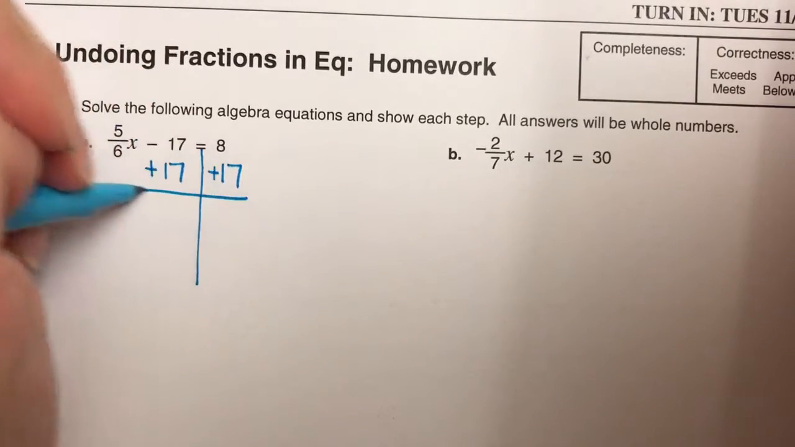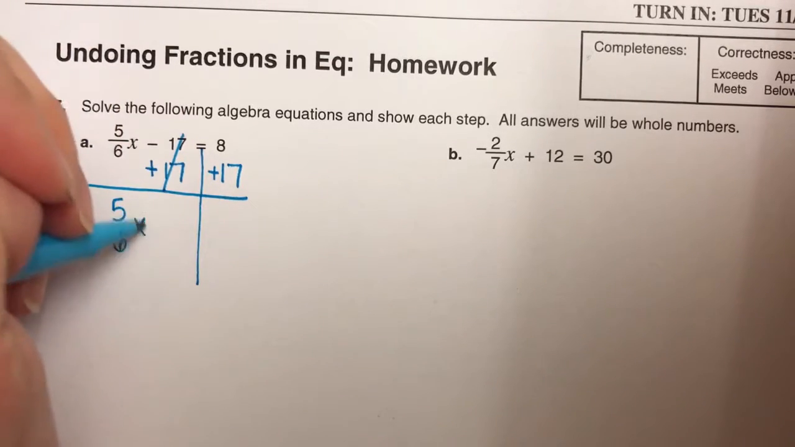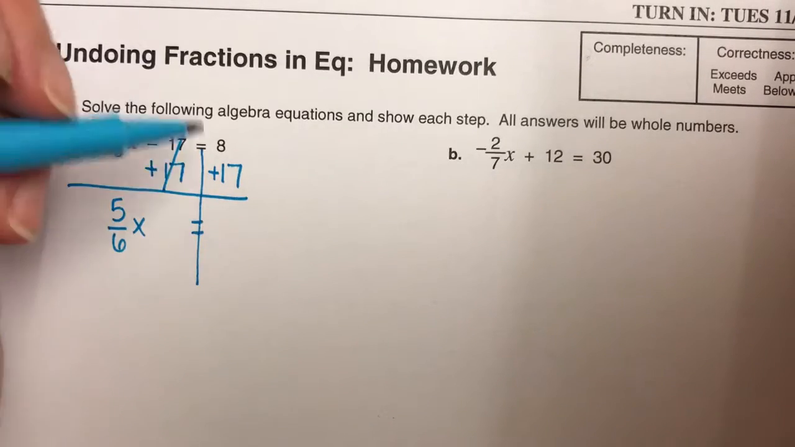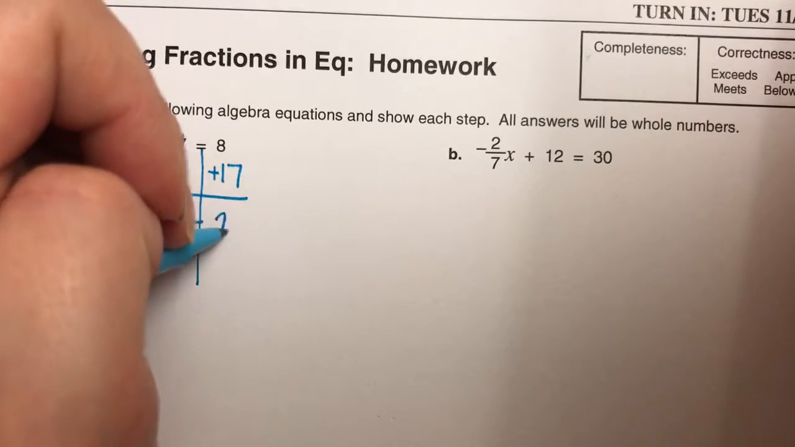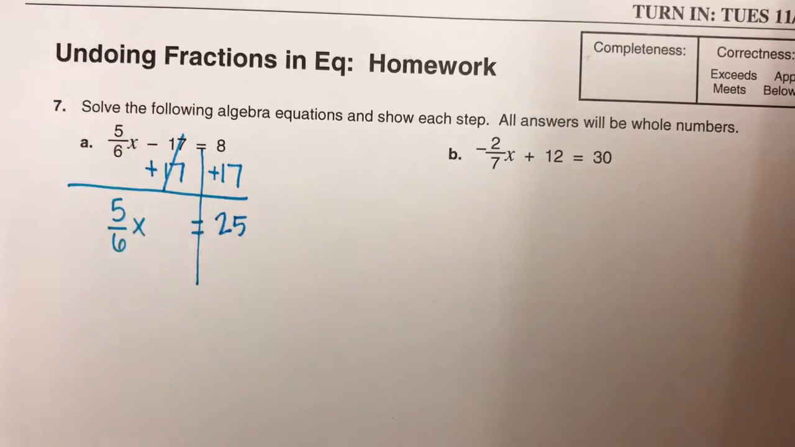So in doing that, I end up eliminating the minus 17 here. I have 5 over 6x is equal to 8 plus 17. So 17, 18, 19, 20, 21, 22, 23, 24, 25. So we have right now 5 sixths x equals 25.